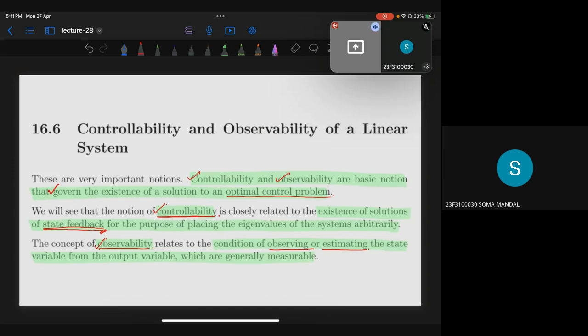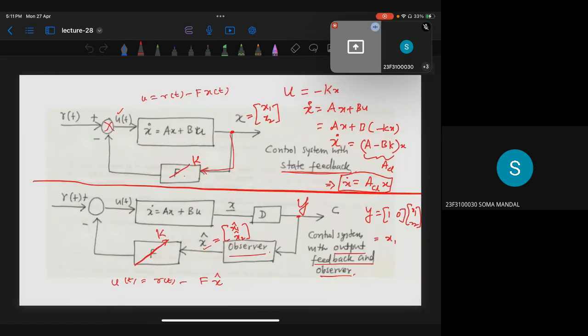Then observability talks about observing or estimating the states from the output variable, or we can also call them the measurable. So two aspects, controllability and observability. Once you see the definition, you will understand the two purposes. First let us see these images. The top one talks about the importance of controllability. This one is observability.